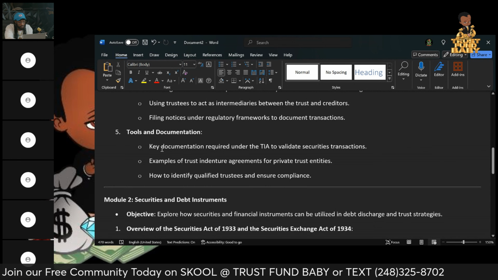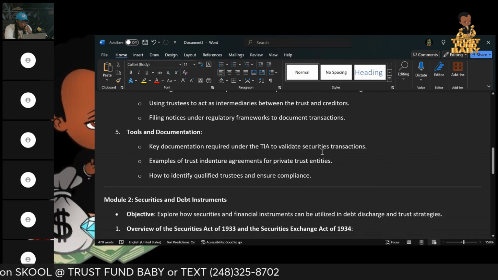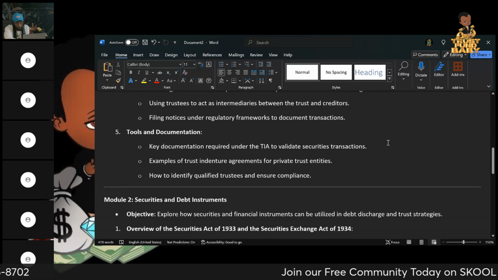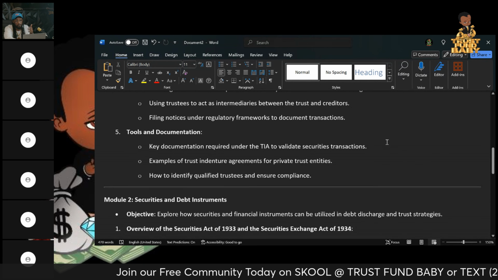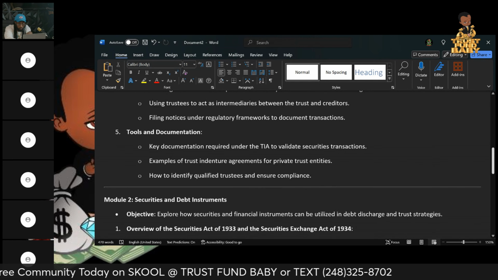Tools and documentation. Key documents required under TIA to validate security transactions. Key documents is making sure that you have the document stamped properly, you have it signed properly, and you don't deface the document by writing over whatever other information is there. How to identify qualified trustees and ensure compliance.